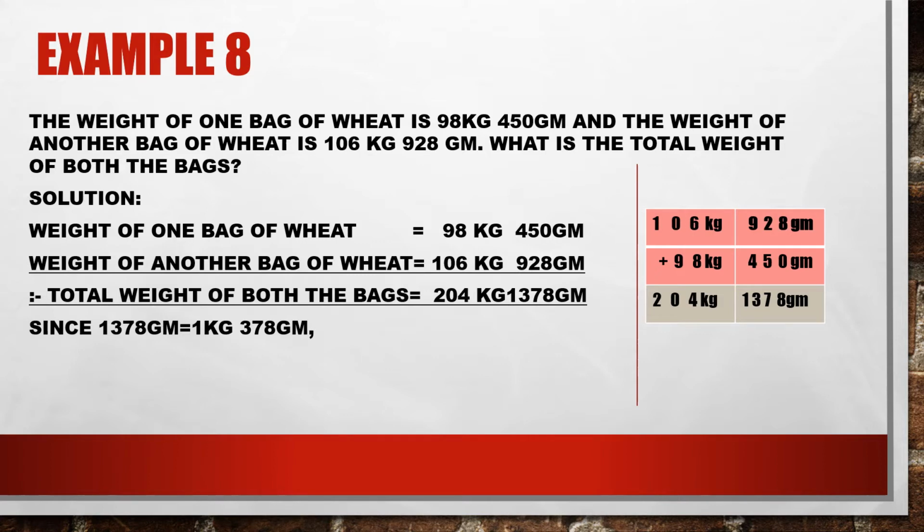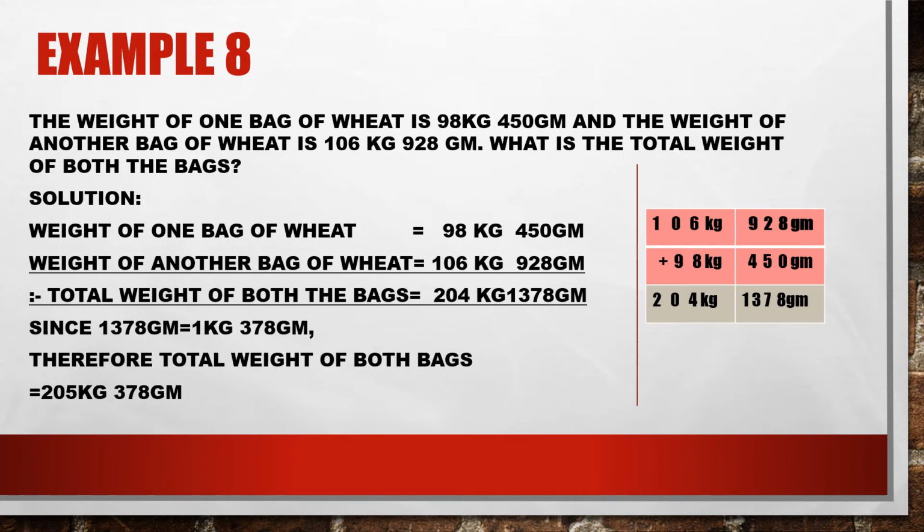So we have 1 kg 378 grams. Therefore, total weight of both bags. So we have the total weight 205 kg 378 grams. So add 1 kg to 204 kg. That becomes 205 kg. Okay, to the final answer we have 205 kg 378 grams. So I think you followed the example 8.